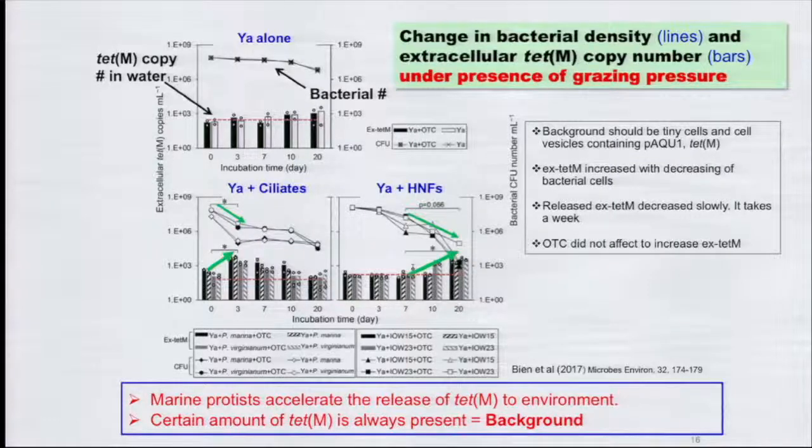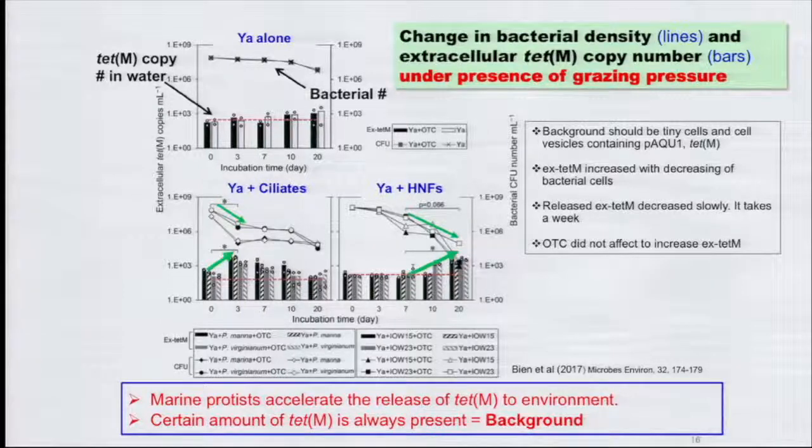And then when you use the HNF, it is a very small protist compared to ciliate. So the grazing rate is very slow. So it takes time to get a decrease of bacteria and then an increase in the TET-M release. So the released TET-M decreased very slowly. It takes a week.